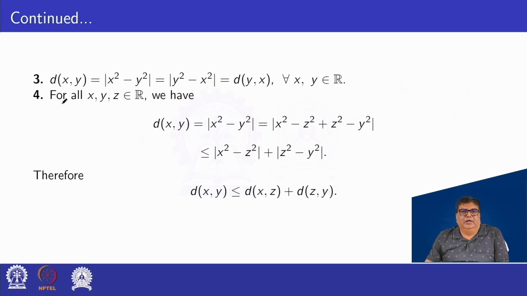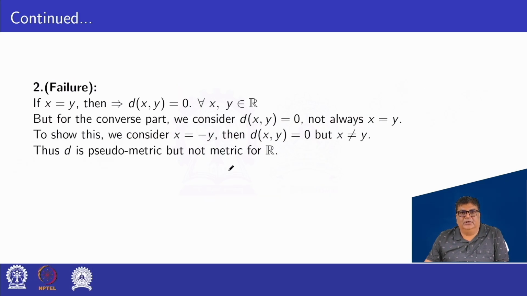Fourth condition. For all x, y, z belonging to R, we have dxy is equal to modulus of x square minus y square. We have added z square and subtracted z square, that is modulus of x square minus z square plus z square minus y square, which is less than or equal to |x square minus z square| plus |z square minus y square|. Therefore, dxy is less than or equal to dxz plus dzy. This is the fourth condition, also satisfied.